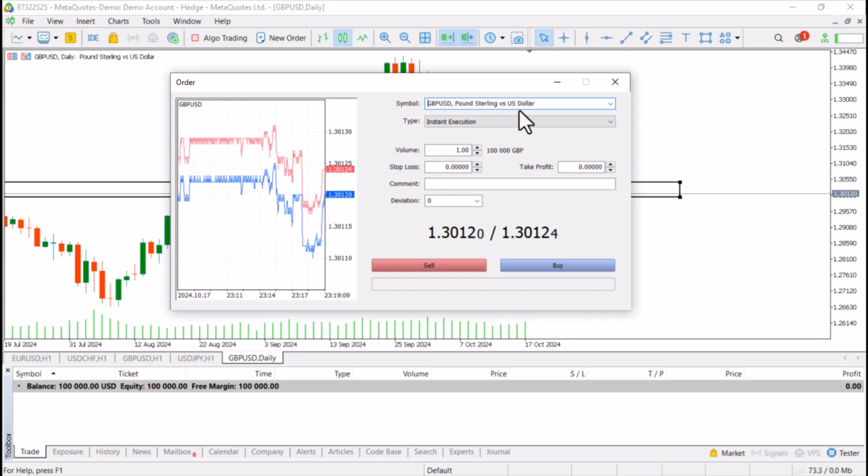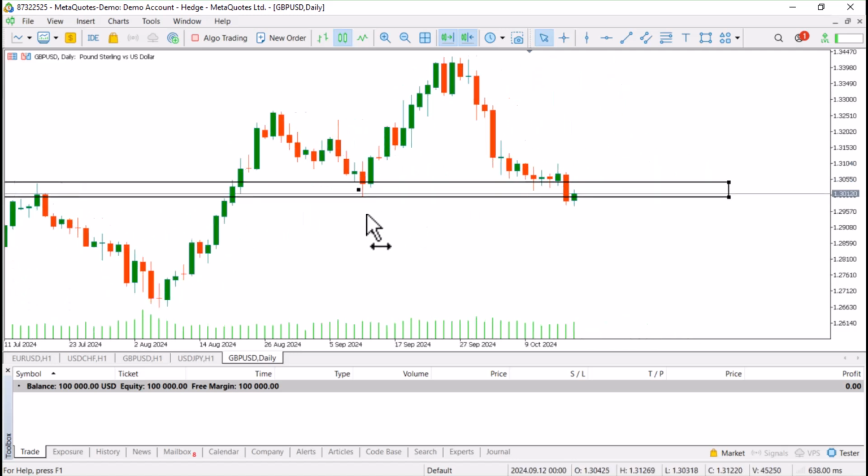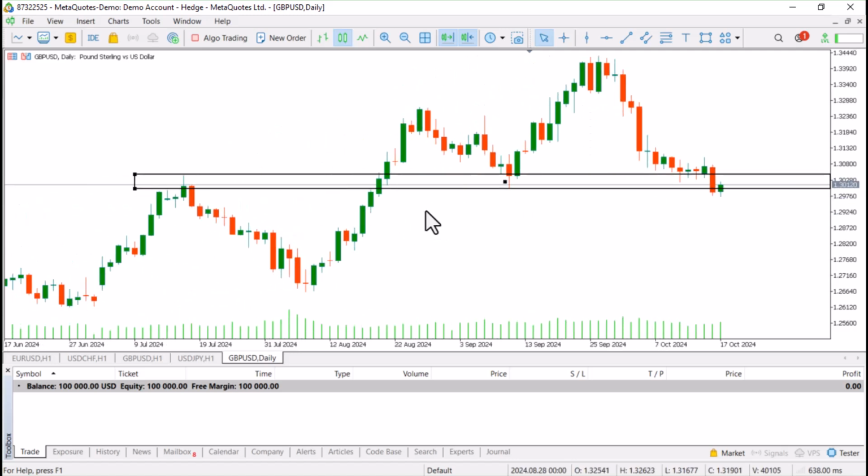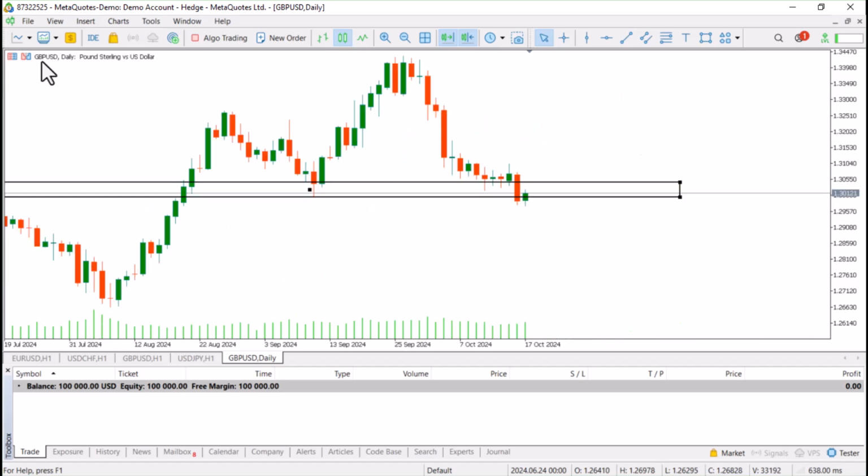Right? Now, you have to ensure that what you have on your symbol corresponds to the asset you want to trade. Let's close this. Now, for us to check the name of this asset, you just have to navigate and check the top left corner of your screen.